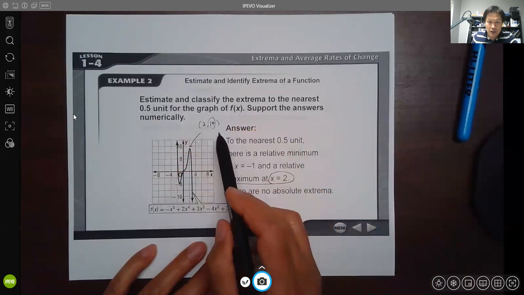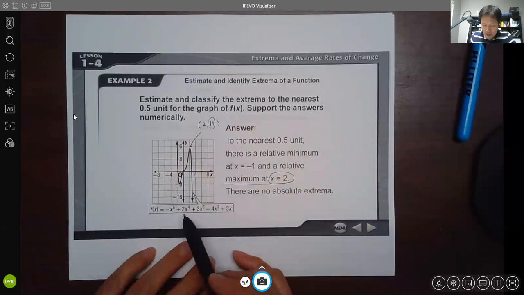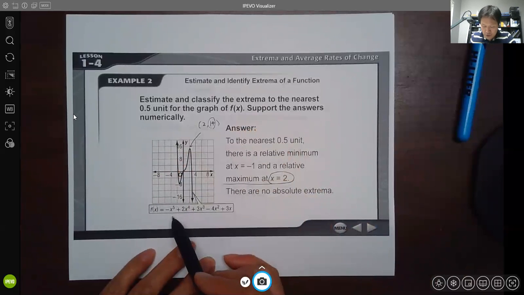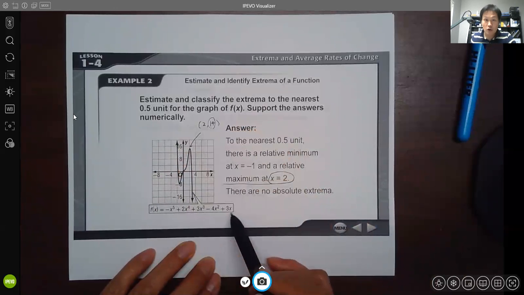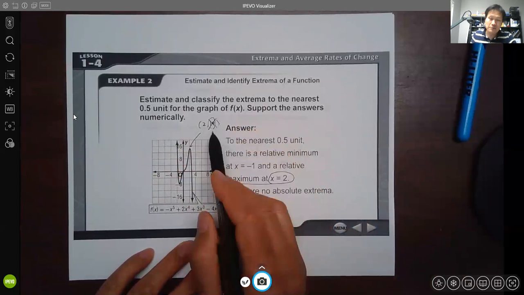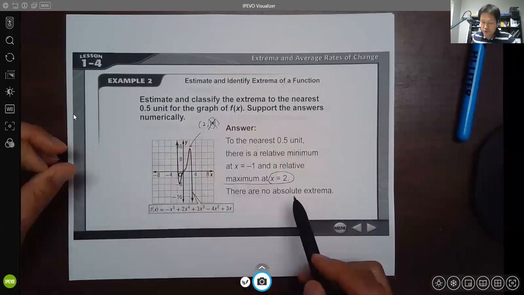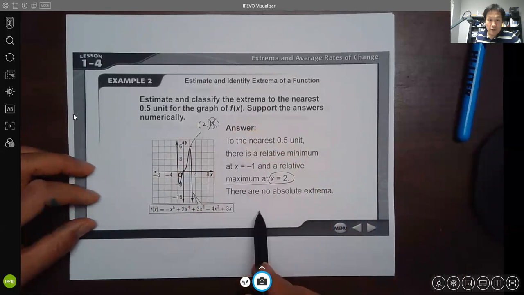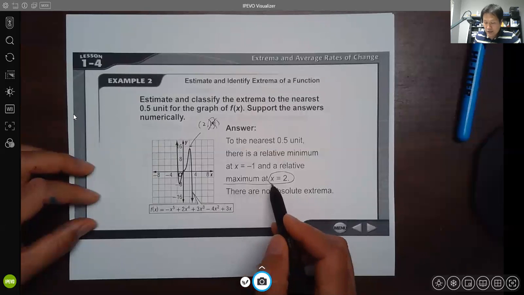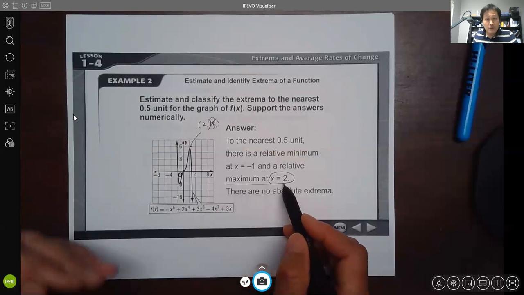That's just an approximation. If you want to get exact, you will have to plug in the x value, which is 2 here. You'll get the exact value. I'm thinking like somewhere near 14. But the exact y value, you will get it after you plug it in. Maximum at x equal to 2. What is the maximum value?